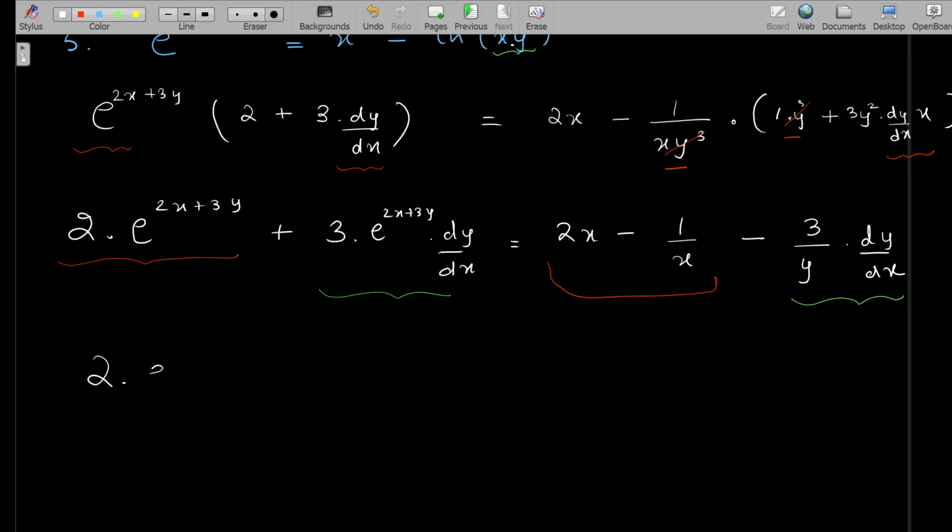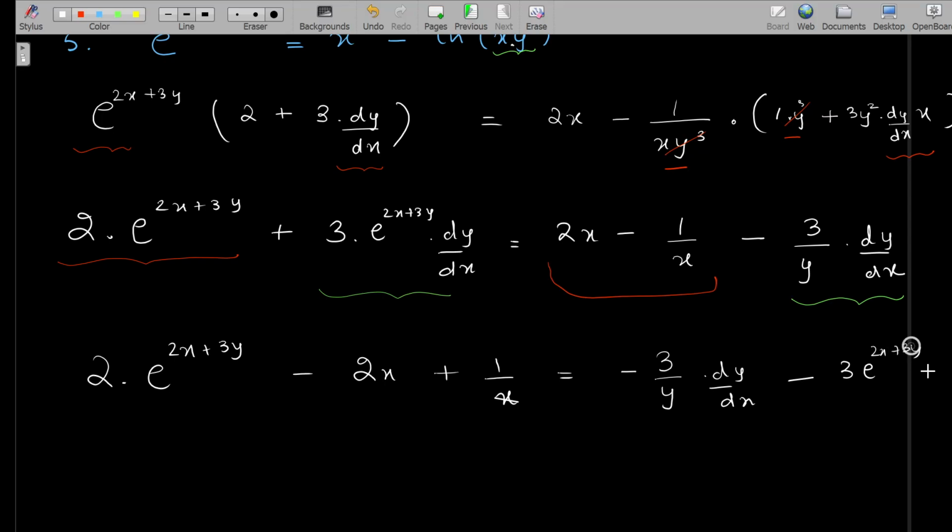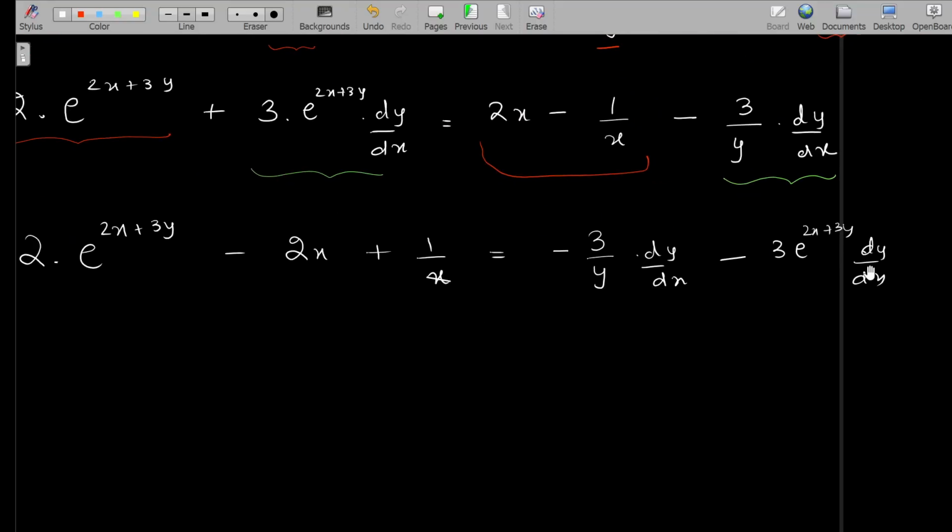So 2 times e raised to 2x plus 3y. Bring this 2x minus 1 over x to the left side, so it will be minus 2x plus 1 over x equals, bring this one to the other side, so minus 3 over y dy over dx minus 3e raised to 2x plus 3y times dy over dx. Now you can factor out dy over dx.